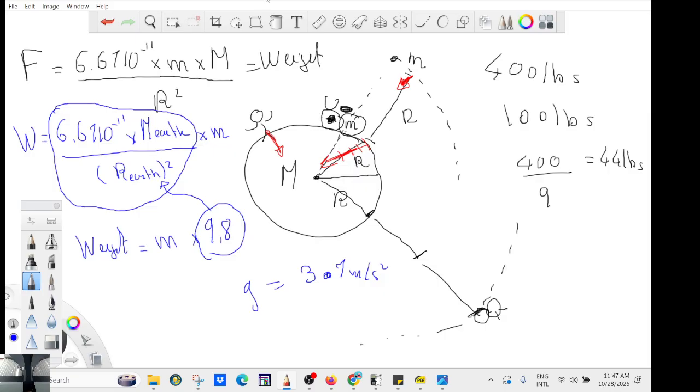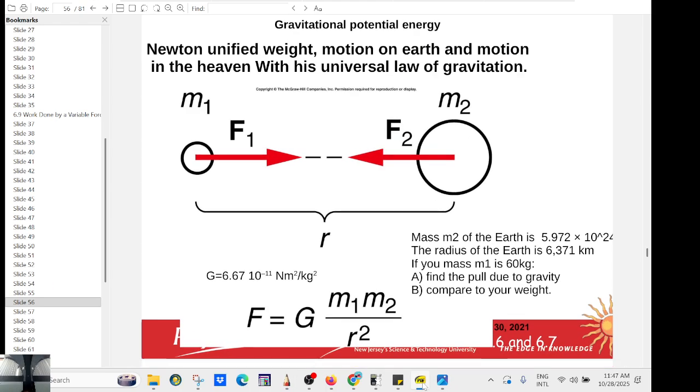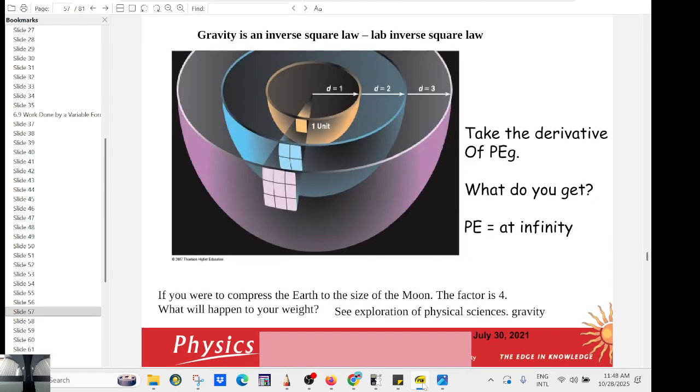Isn't that cool? And so Newton was a sociopath, but he was a genius. You have to give credit where credit is due. He was really a genius.